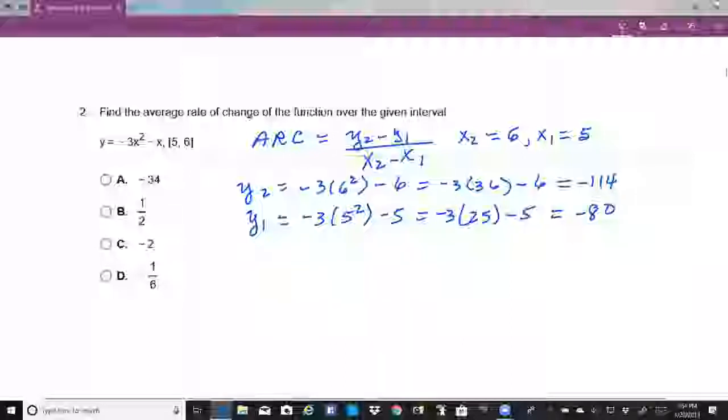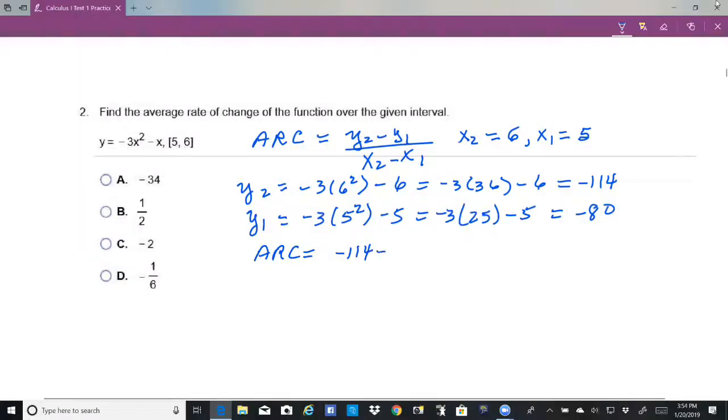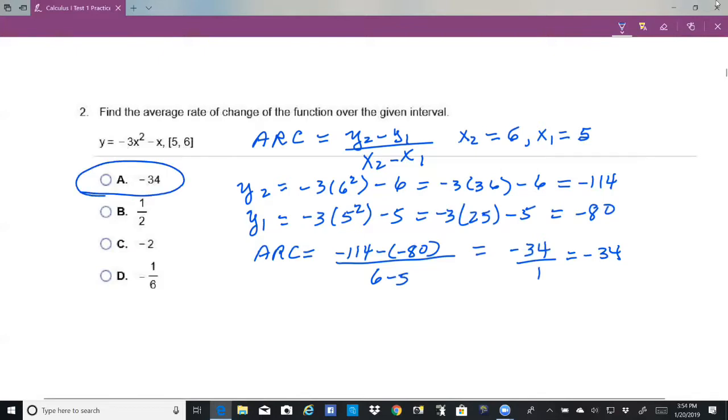And so we can calculate the average rate of change is going to be minus 114 minus minus 80, divided by x2 minus x1, which is 6 minus 5. And so this is going to be minus 34 if you do the math, divided by 1, equal minus 34. So the average rate of change is minus 34.